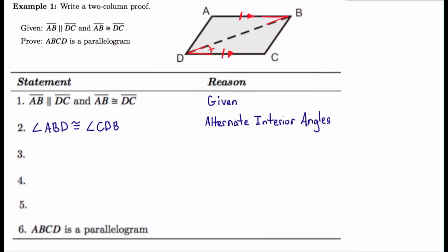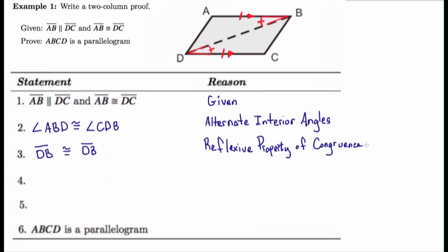Okay, so look, we've got two triangles here. I can show that these two are congruent, but I need one more piece, and that is another side. I know that segment DB is congruent to segment DB, because that is the reflexive property of congruence, and let's mark that on the drawing. So look, I know that I have a side, an angle, and another side. So I can show that triangle ABD is congruent to triangle CDB because of SAS.